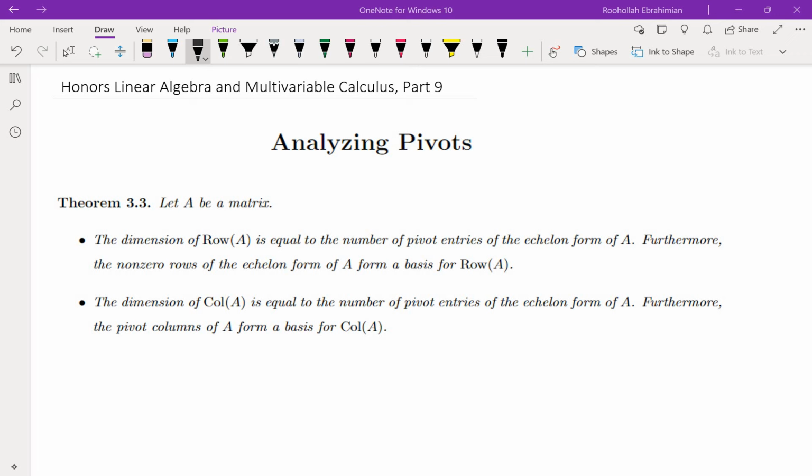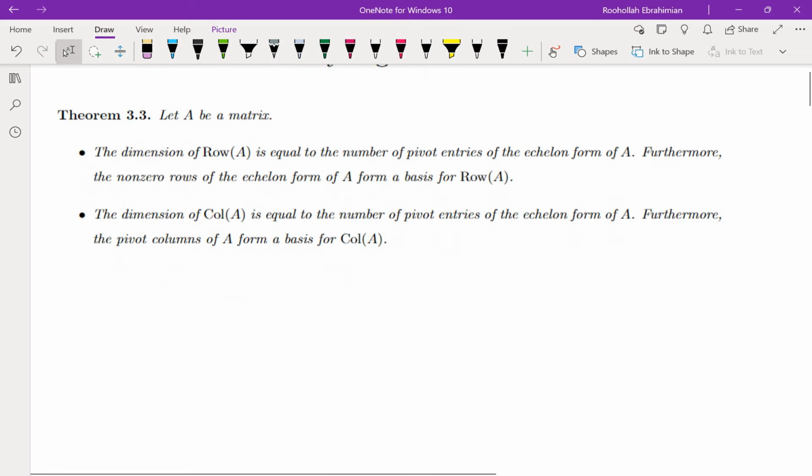Hello, in this video we're going to go over analyzing pivots and how pivots are related to linear independence of rows and columns of a matrix. So let A be a matrix. The dimension of the row space is equal to the number of pivot entries of the echelon form of A. Furthermore, the non-zero rows of the echelon form a basis for row space.